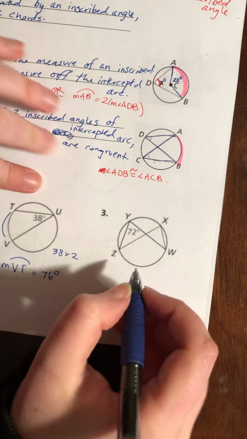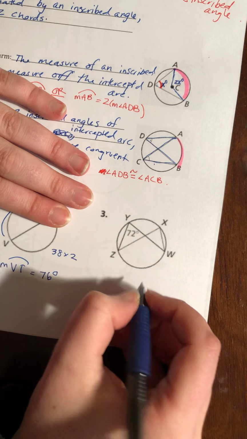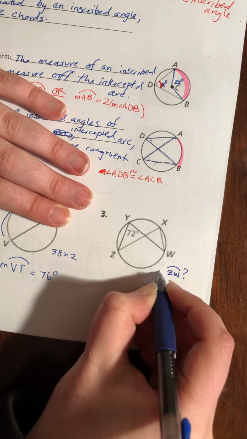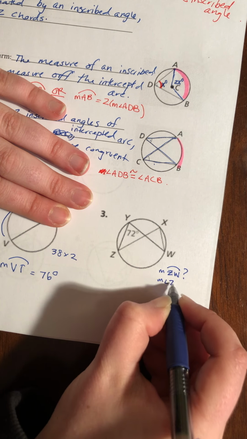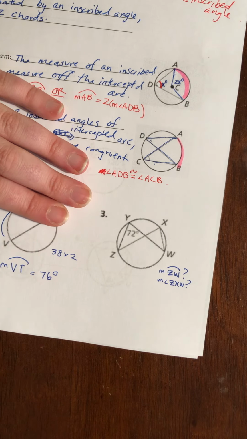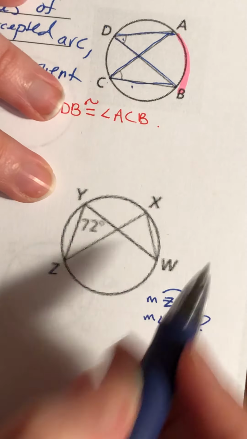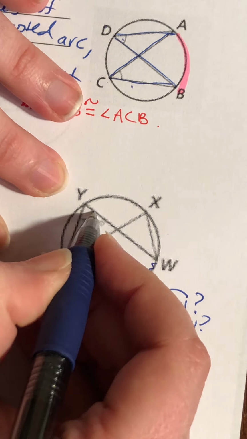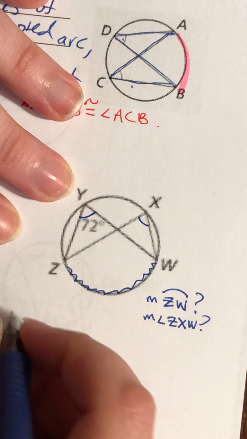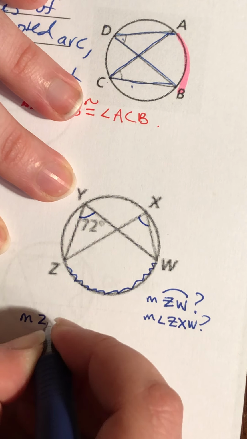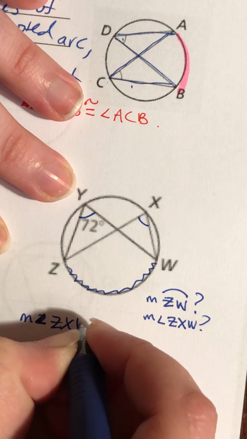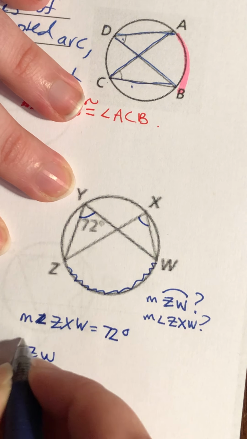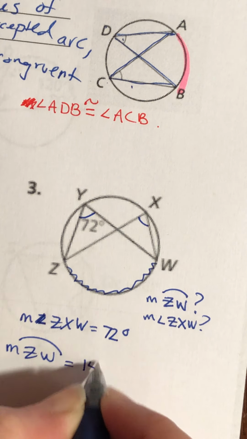And here I want to know what ZW would be and what ZXW is. So ZXW, this angle right here, is creating this arc as well as this. Because both of these angles are creating that arc, they're actually equal. So the measure of angle ZXW is going to be 72. And then that arc is going to be twice as much of both of those, so 144.